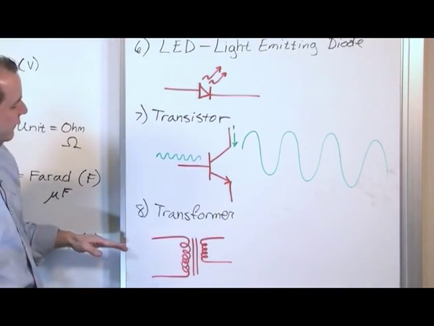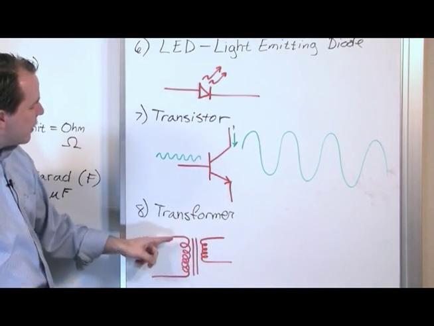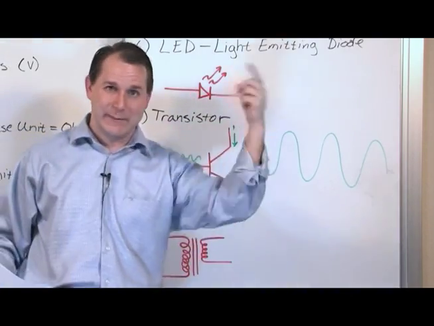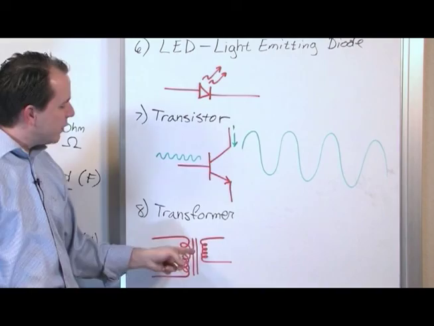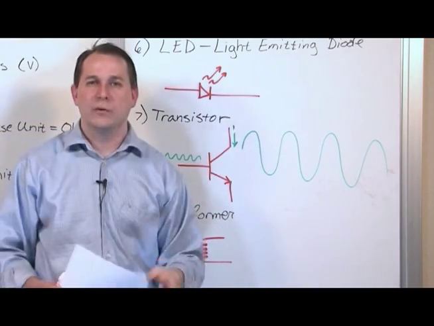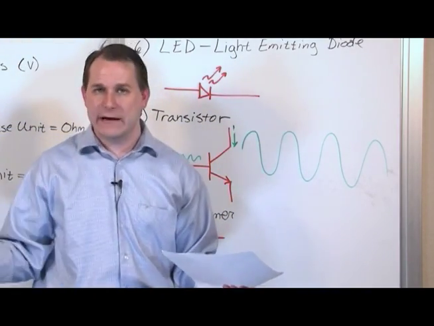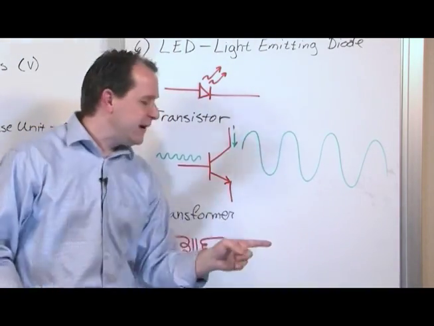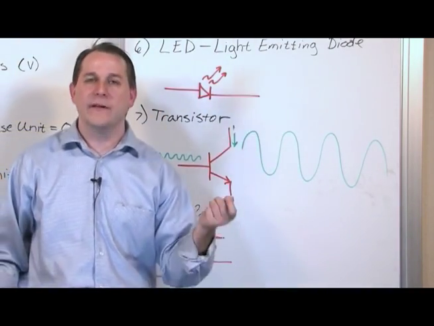So what happens basically is when you send the AC signal through here, you get a magnetic field that is flip-flopping back and forth because it's oscillating. And this magnetic field interacts with the second coil and generates a voltage in the second coil. And you can increase or decrease that voltage depending on how many turns you have on this coil.